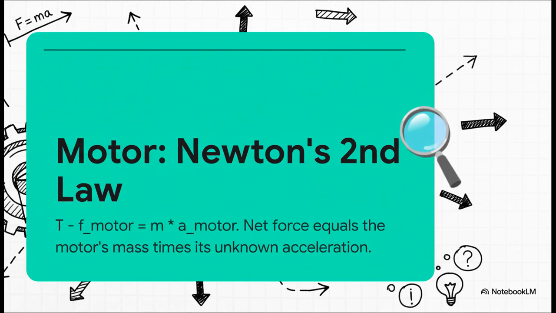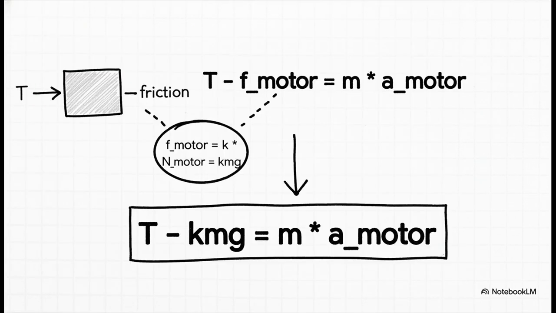We have to call its acceleration something new, like A motor. We absolutely cannot assume it's the same Y as the bar. We don't know that yet. We have to find it. And just like we did for the bar, we'll plug in the real value for the motor's friction. It's K times its normal force, which is just kmg.